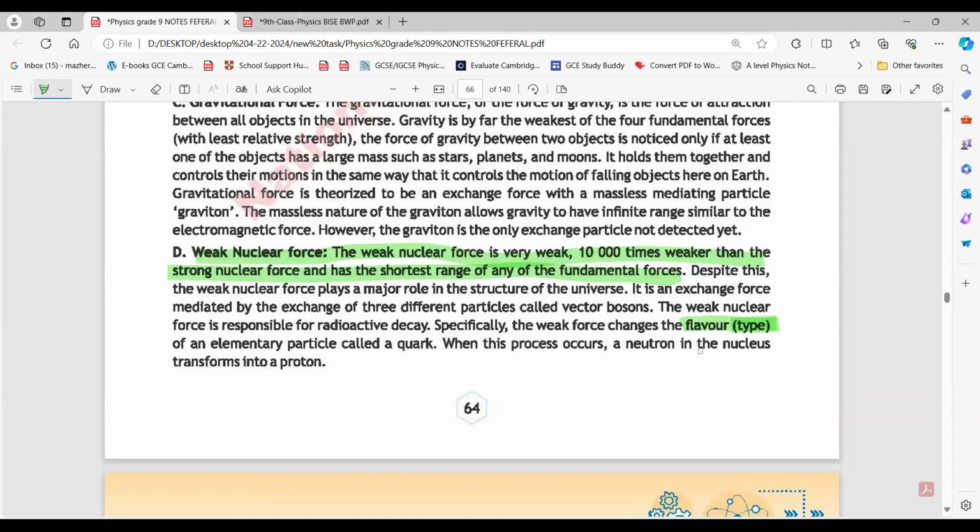So, with the help of weak nuclear force, we can change the flavor of quark. That हम up को down में change कर सकते हैं, down को up में change कर सकते हैं, charm को strange में change कर सकते हैं, strange को charm में. The flavors of the quarks.